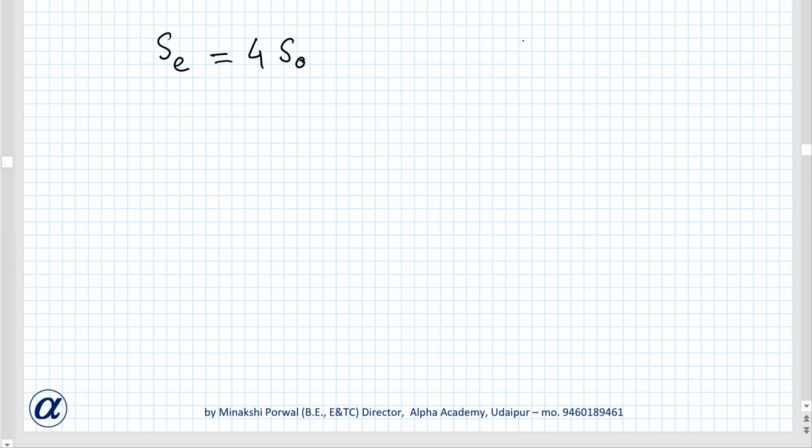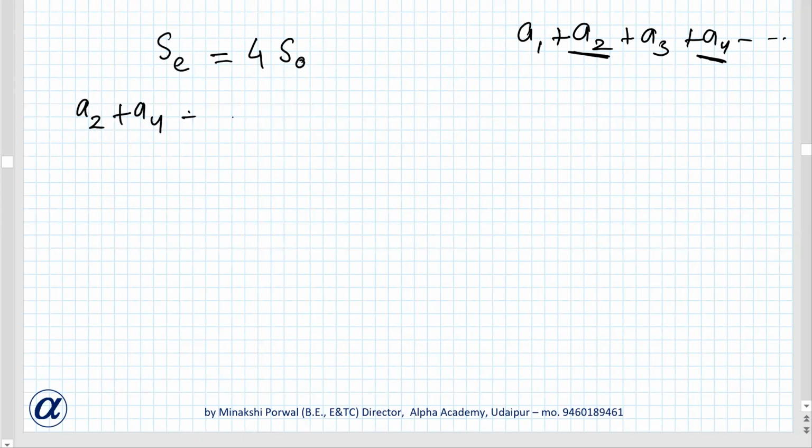अगर कोई सीरीज है, first term is A1, next term is A2, next is A3, next is A4 and so on. तो even terms कहाँ से start होंगी? A2 से. A2 plus A4 and so on. और odd terms कहाँ से start होगी? A1 plus A3 up to last term.